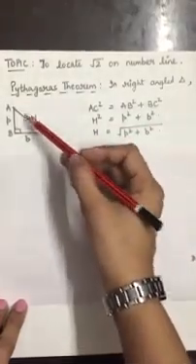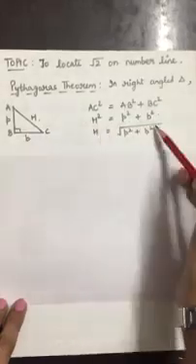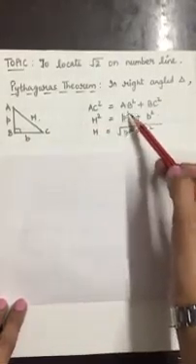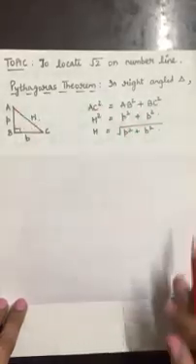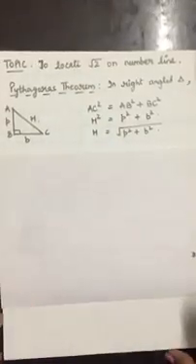In other words, hypotenuse square is equal to perpendicular square plus base square, and the hypotenuse is equal to the square root of perpendicular square plus base square. So this theorem we are going to use for locating root 2 on the number line.